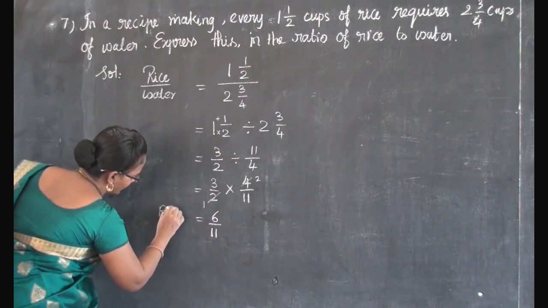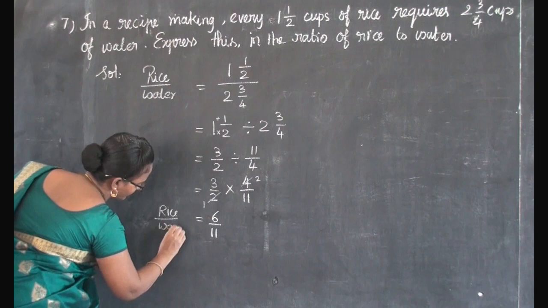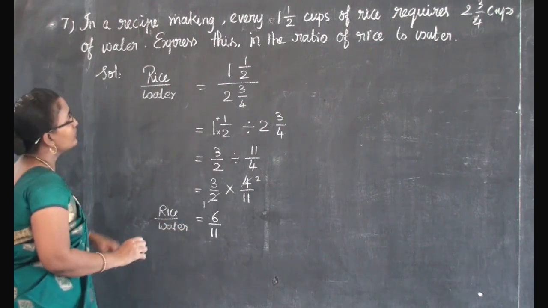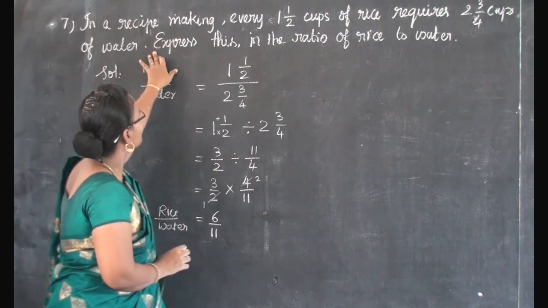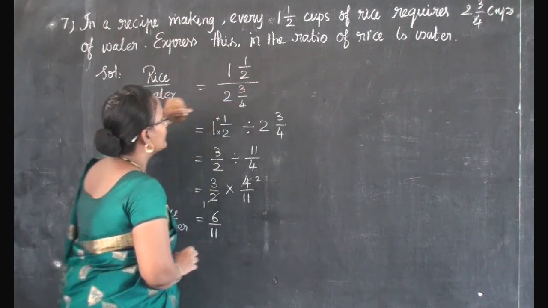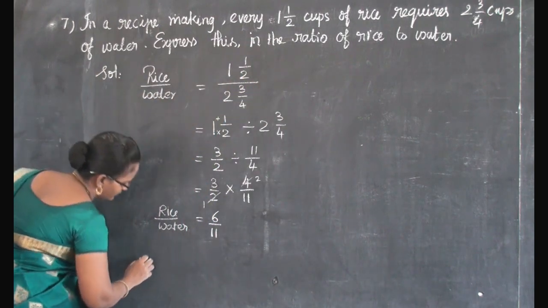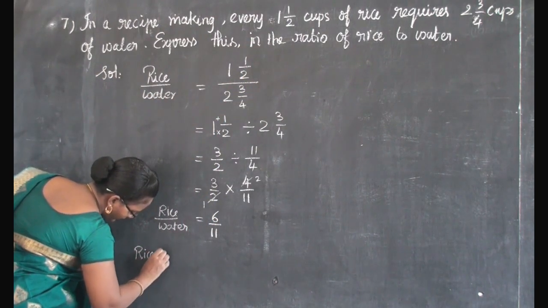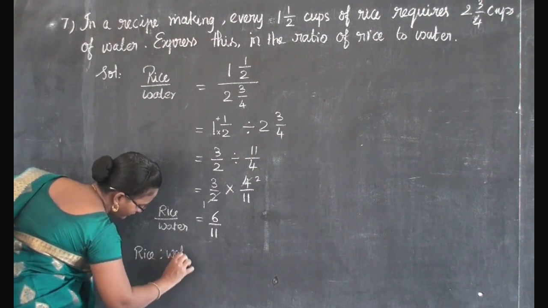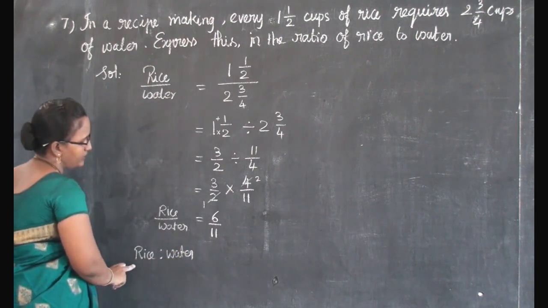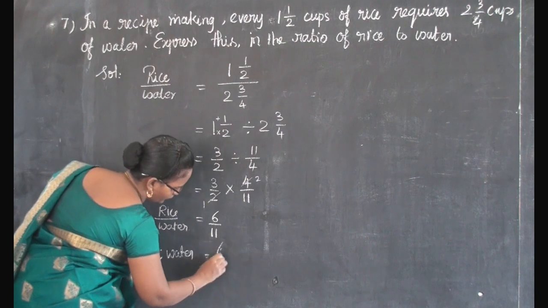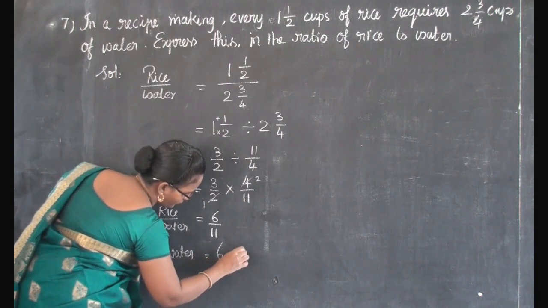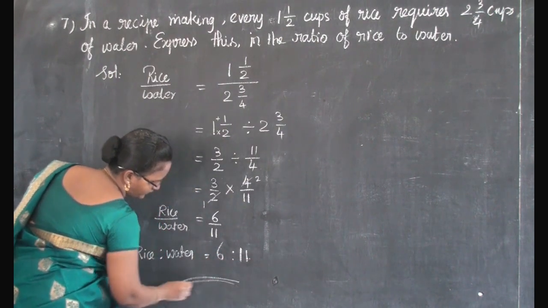So it is rice by water. What is the answer? Question: express this in the ratio of rice to water. Express in ratio. That means rice is to water equal to 6:11. That is the answer.